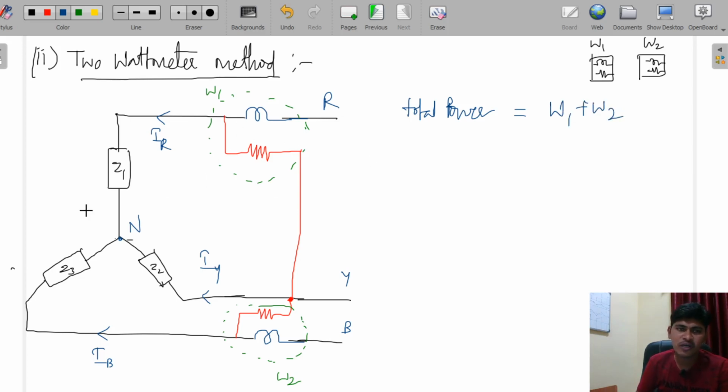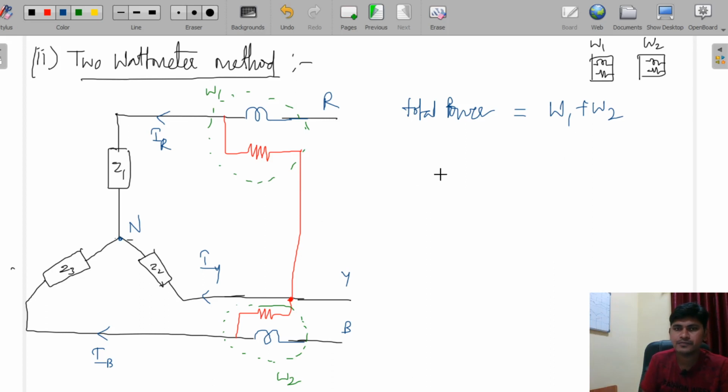Whether the load is balanced or unbalanced, star connected or delta connected, the algebraic sum of the two wattmeter readings gives the total power consumed by this three-phase load. The total power consumed by the load is equal to W1 plus W2.